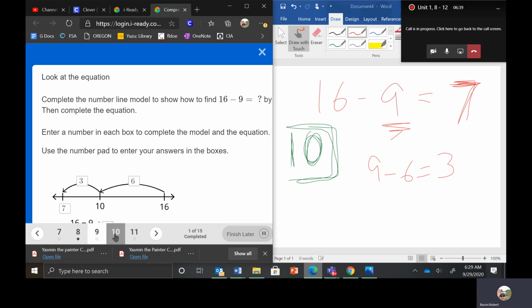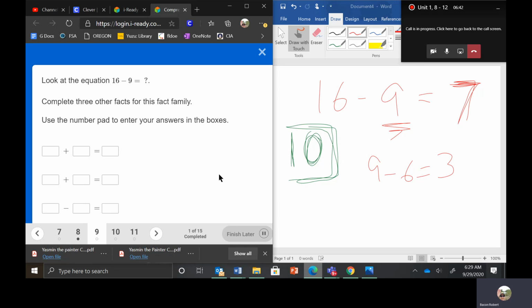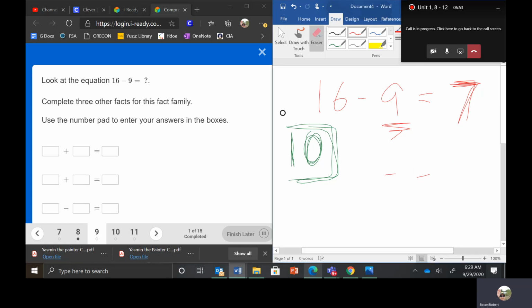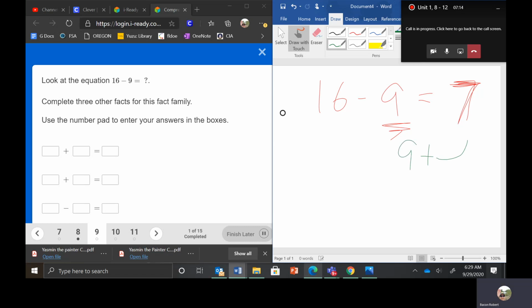Let's look at number 9. Look at the equation 16 take away 9 equals question mark. Complete 3 other facts for this fact family. Use the number pad to enter. Well, we just finished this problem. So now all we have to do is put in the fact family. If 16 take away 9 equals 7, then we can turn it around and say 7 plus 9 equals 16.